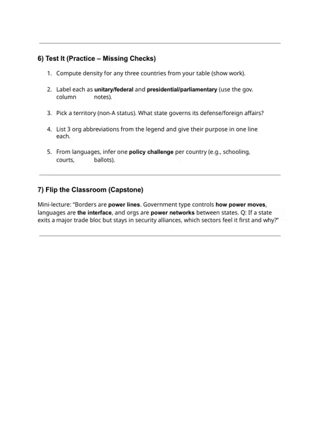Then, from the legend, pick out 3 organizational abbreviations. Briefly explain each one's purpose in just a line. Finally, look at the languages and think about the policy challenges each country might face, maybe issues around schooling, courts, or ballots. This exercise helps reinforce how these elements connect in real-world governance.